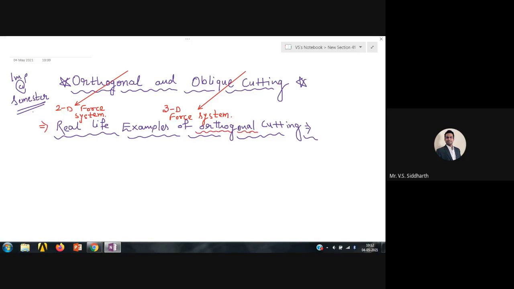So can you go back and recall the type of cutting or machining operations which you have seen in your life, where you think that the forces acting are two-dimensional in nature? And if you can recall, then tell me which machining operations or cutting operations make use of, or involve, orthogonal cutting. Anyone?